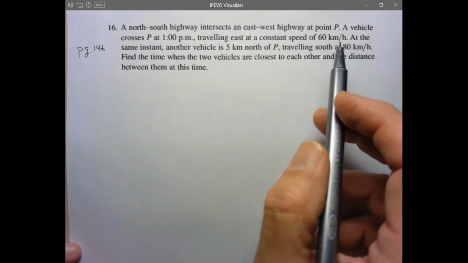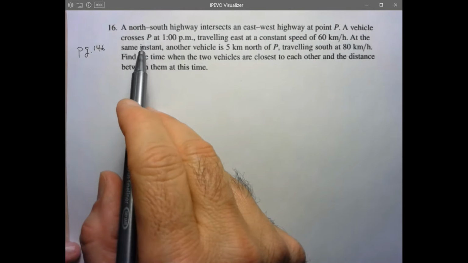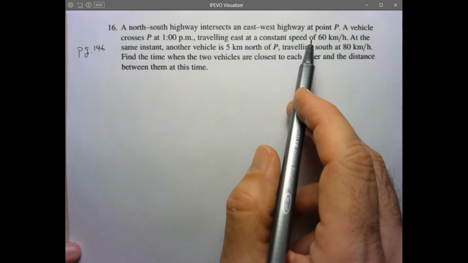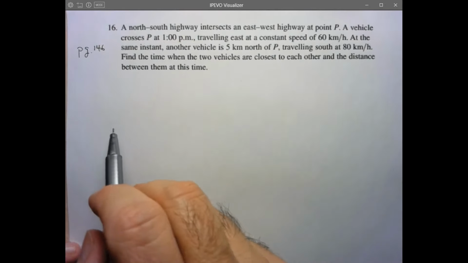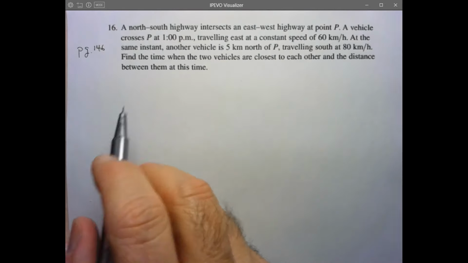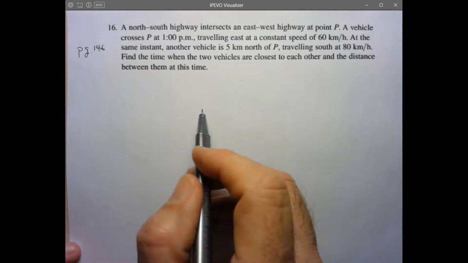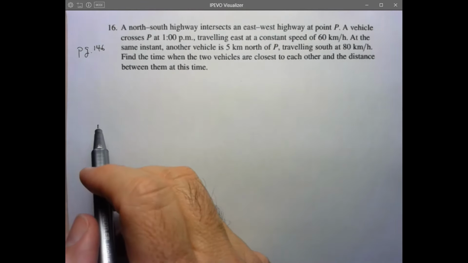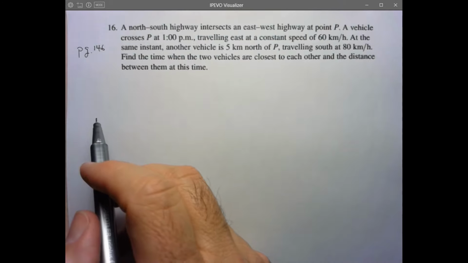So it says a vehicle crosses P, okay, this point P at 1 p.m. and travels east at a constant speed of 60 kilometers per hour. Okay, so before I draw my diagram, I kind of want to see where everything's going to be located. So I know I'm going to be traveling eastbound, so probably don't need to leave too much room on the left side. Let's take a look at the other car.